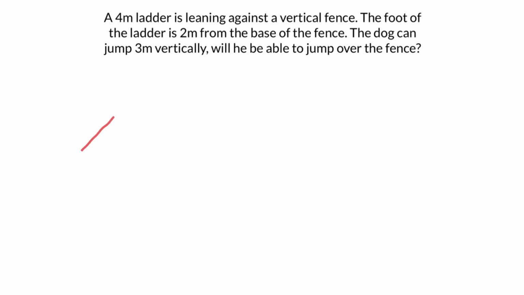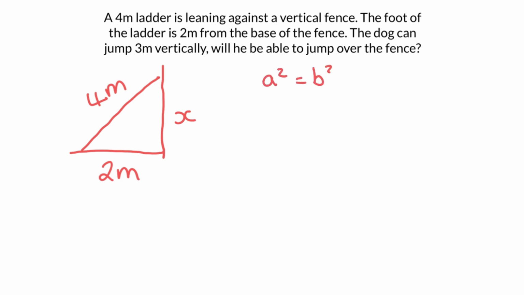So we've got a ladder leaning against a fence, and we know how far away the ladder is from the base. So this is 2 metres here. The ladder length was 4 metres, and then we're going to be working out how big the fence is. So using Pythagoras' theorem, we've got a squared is equal to b squared plus c squared, where a is the longest length of the triangle, it's the hypotenuse. So we've got 4 squared is equal to x squared plus 2 squared. So 16 is equal to x squared plus 4.